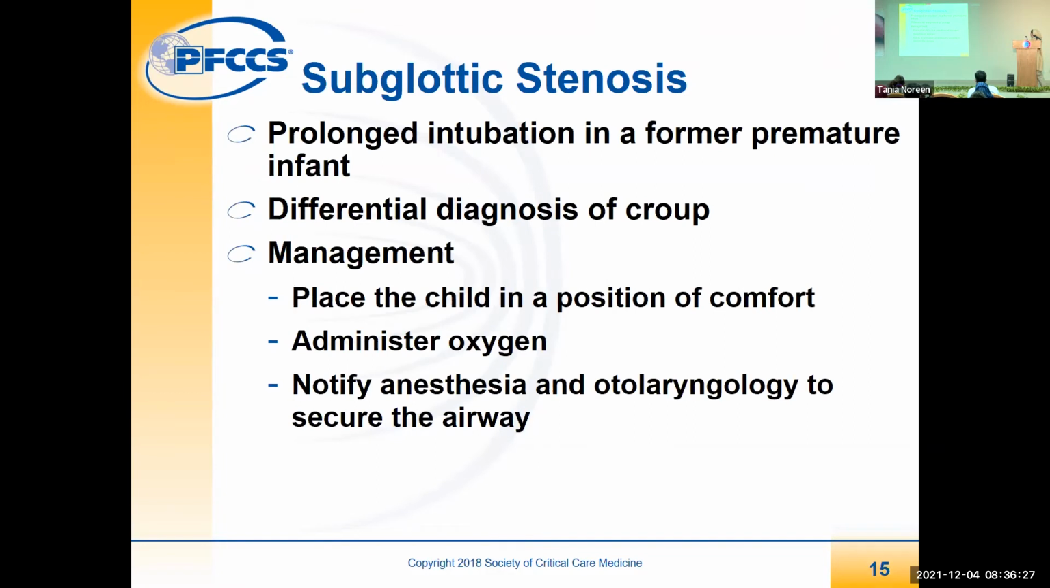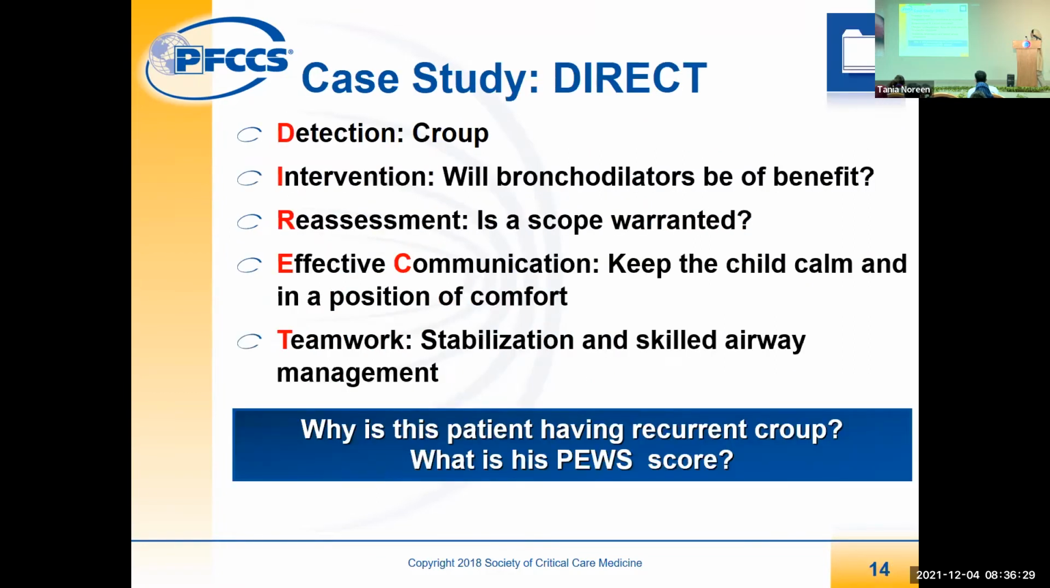And in the teamwork, you will need stabilization and skilled airway management. So if there is stridor, there are chances there will be upper airway obstruction, there could be difficult airway, then you have to involve the other team like anesthesia वालों को आपने involve करना होता है. Now the question is, why is this patient having recurrent croup? आप लोगों ने already बता दिया है. Because of the repeated intubation, he may have supraglottic stenosis, subglottic stenosis.